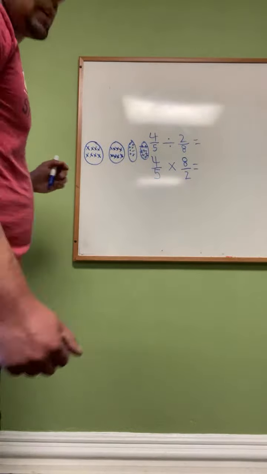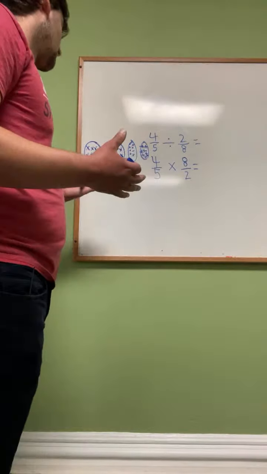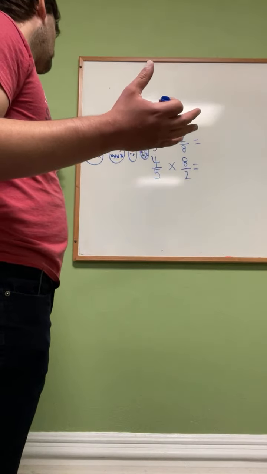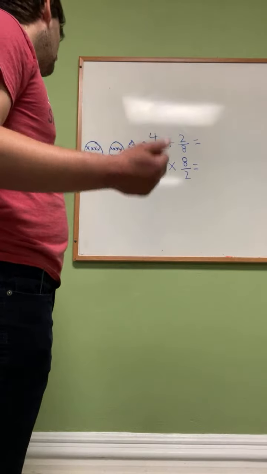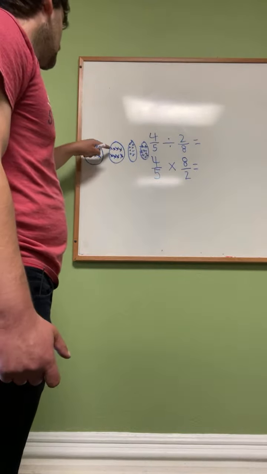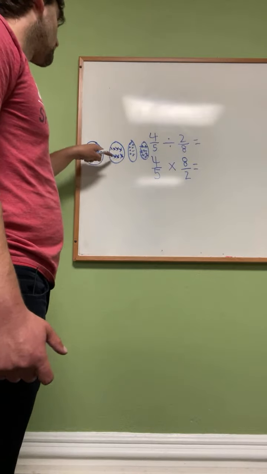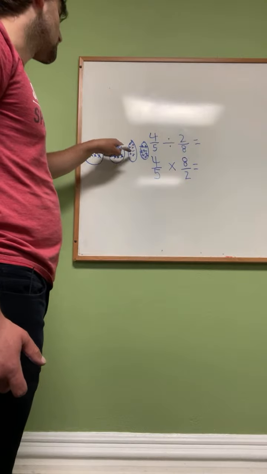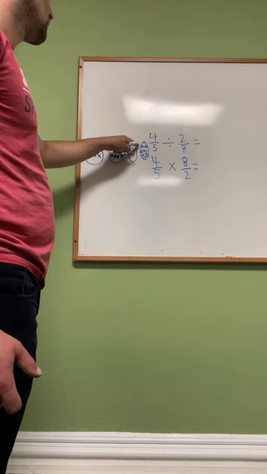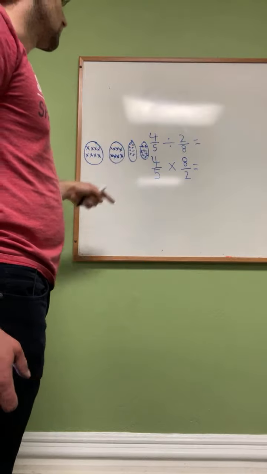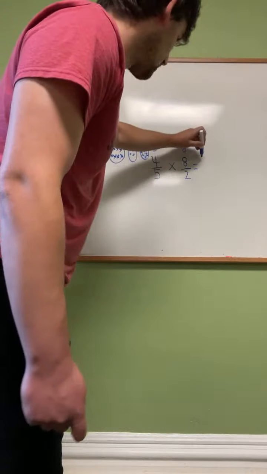Now I'm going to count the total number of x's. So we have 4 groups of 8. There's 8 x's in each of our 4 groups here. We're counting the total number of x's. 1, 2, 3, and so on up to 32. So 4 times 8 is 32.